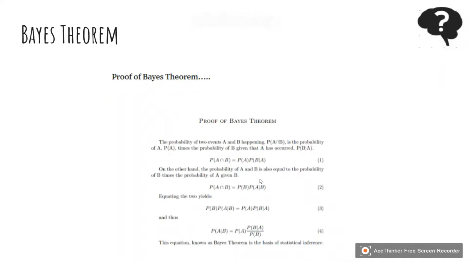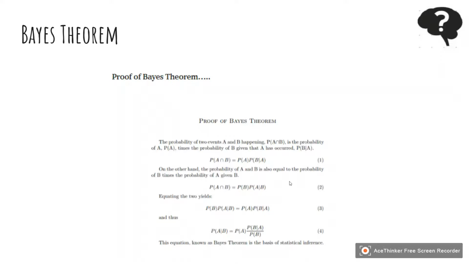Okay, in this section we'll go through Bayes theorem. In the previous lecture we talked about conditional probability. What we said is that P of A given B, the probability of event A happening given that B had already happened, is equal to P of A intersection B divided by P of B.